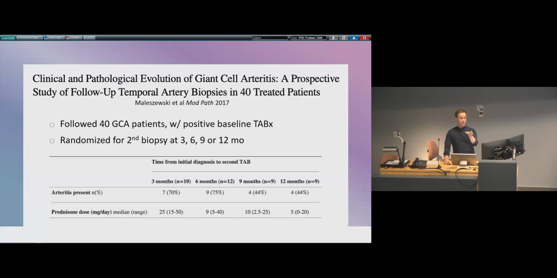So positive biopsies at baseline, they randomized to repeat biopsy on the contralateral side at 3, 6, 9, and 12 months. Quite significant positive rates, even going out to 12 months. Now, there can be some change in terms of the consistency. So we lose some of that giant cell and the acute infiltrate, but a lot of that remodeling can be present. So all that to say, even if they've been on treatment for some time, if you feel there's an indication for a biopsy, it still has some utility.